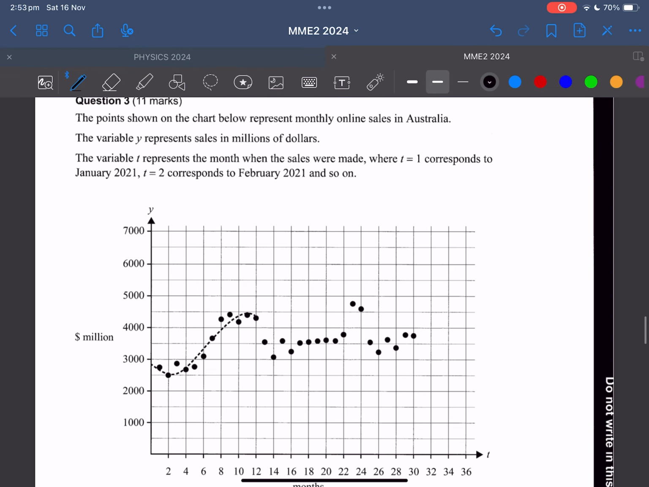The points shown on the chart below represent monthly online sales in Australia. The variable Y represents the sales in millions of dollars. The variable T represents the month when the sales were made. T1 corresponds to January 2021. T2 corresponds to February 2021, and so on.